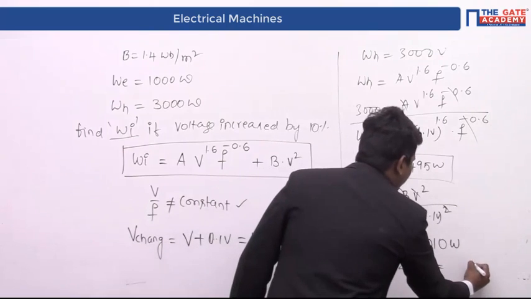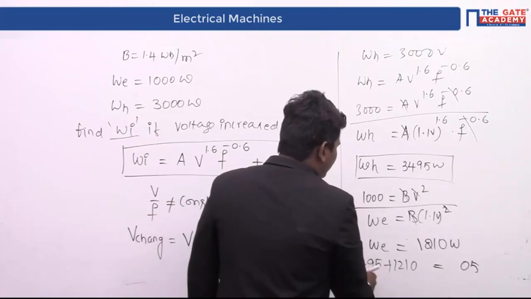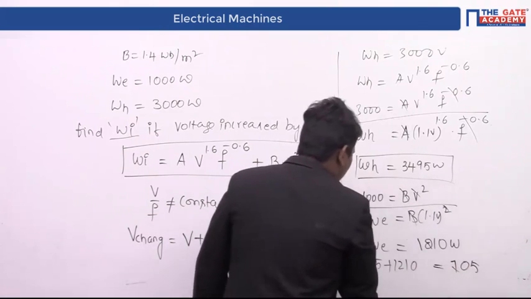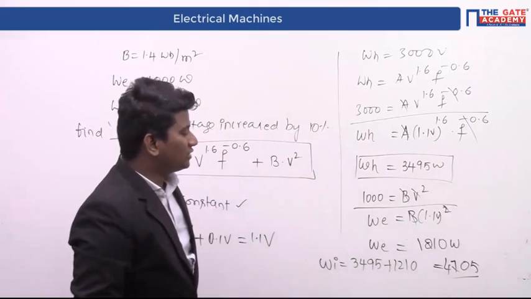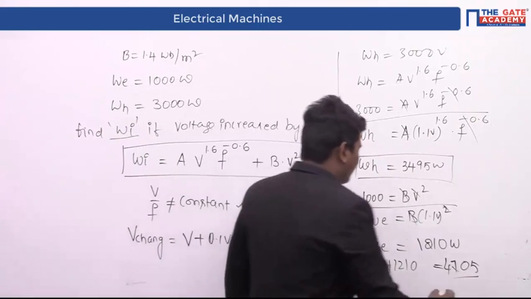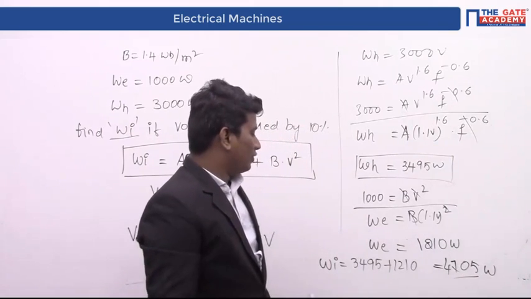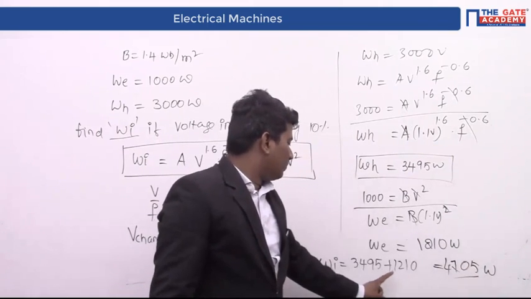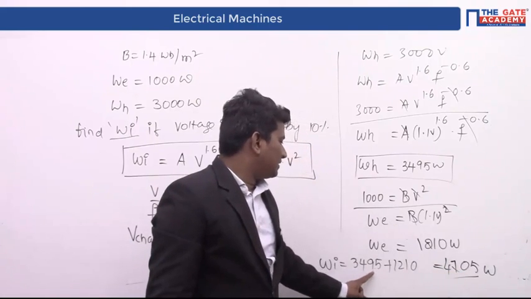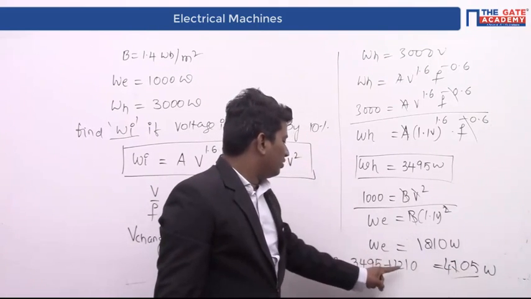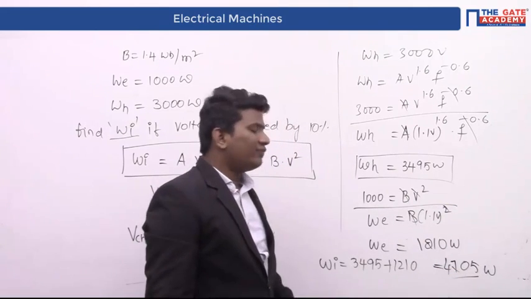What is the resultant? 0 plus 5 is 5. 1 plus 9 is 10. 0, 1. 2 plus 4 is 6 plus 1, 7. 3 plus 1 is 4. So, totally 4705 watts. Total is how much? 4705 watts.